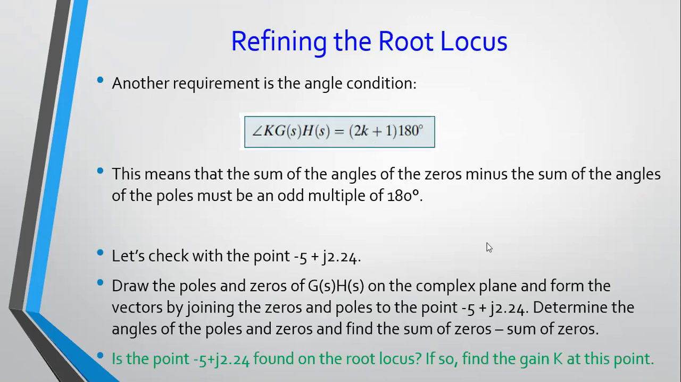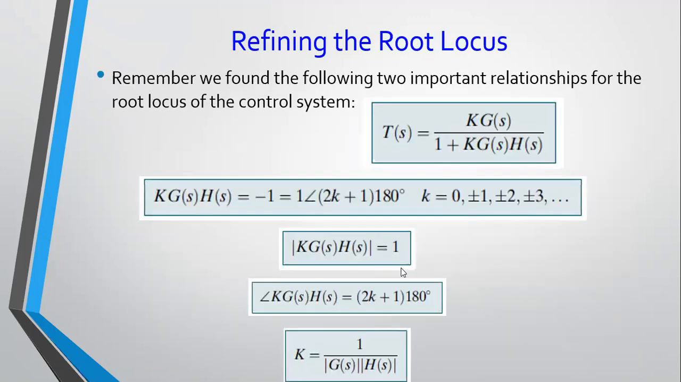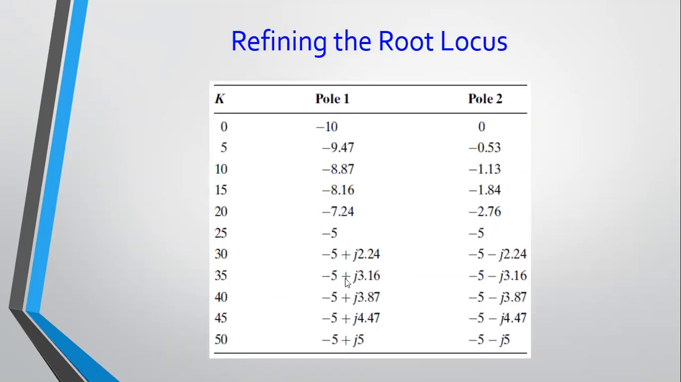Does this mean that the sum of angles of the zeros minus the sum of angles of the poles must be an odd multiple of 180 degrees? So let's check with the point -5 plus j2.24. If I go back to this table again, we're saying -5 plus j2.24, which we know is in the root locus, but let's say we now want to validate if that point is in the root locus. How will you do that?